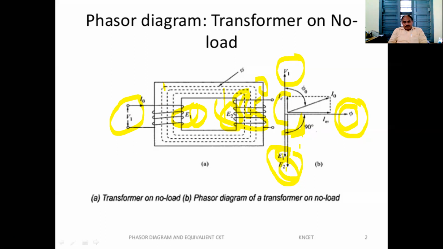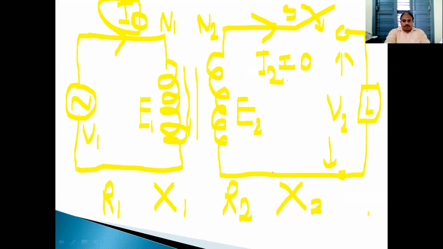Under loaded condition, load means the switch is closed. Under no load condition, the switch is open. Loaded condition is when the switch is closed, and the load may be different: resistive load, inductive load, capacitive load, or RL load. Depending upon this load, the phasor diagram of the transformer is drawn.